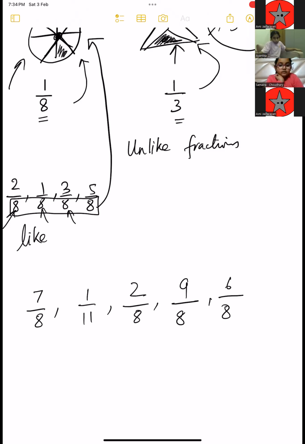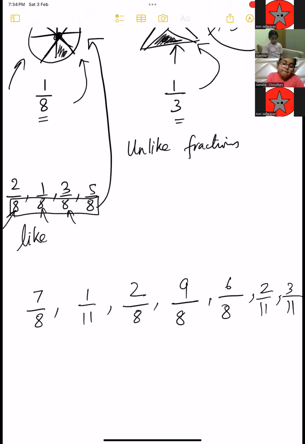So what is the other like fraction? 7/8. 7/8, 9/8. Now tell me the like and unlike fraction. How are you going to tell me here? The like fractions. Very good observation. But here we will say that we can divide it into two parts. There is one category which has a denominator of 8. So they are all like fractions together.